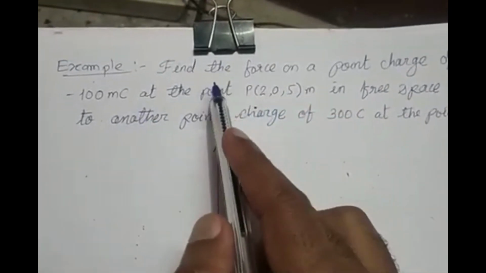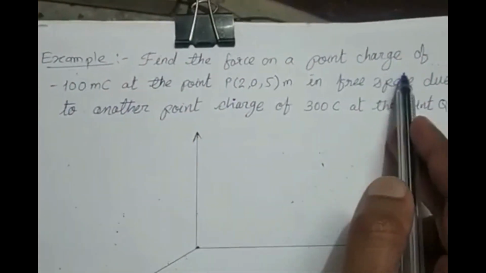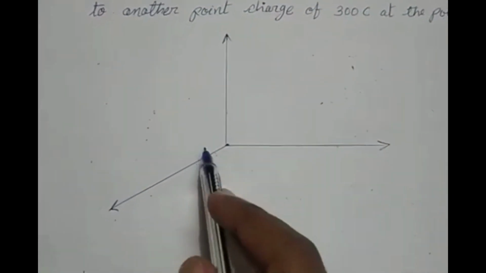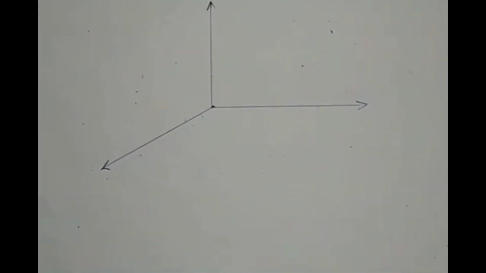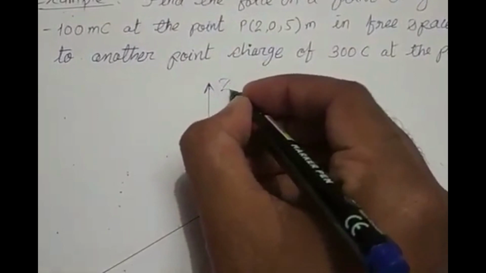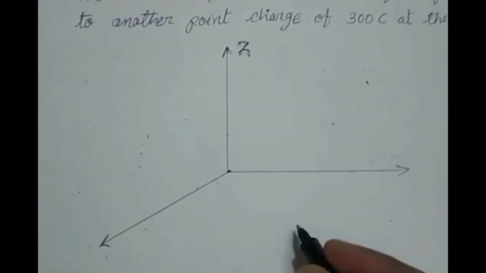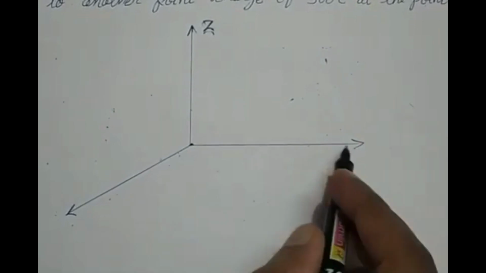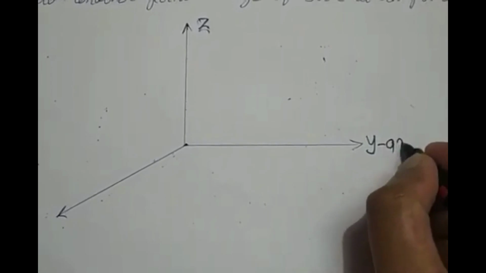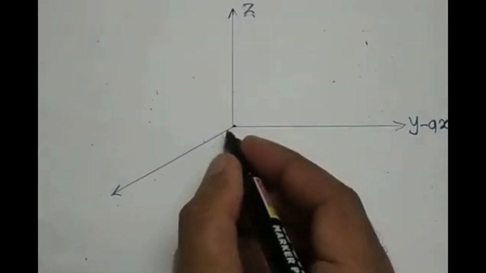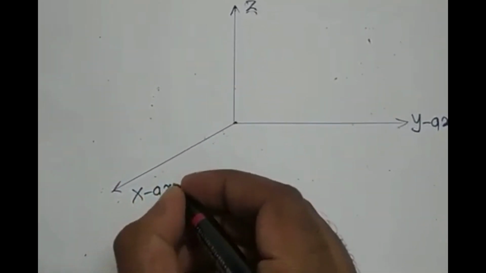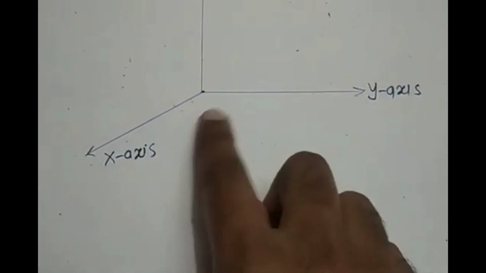So here we have to find the force on a point charge. We will note down the data. Here we have to consider a space where our charges are located. Say this is our Z axis, the vertical axis. The line which is going like this, we'll call it, say, Y axis, and the line which is coming towards us is, say, X axis. These two directions are interchangeable.